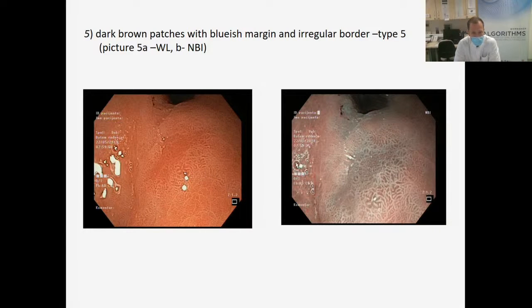So our plan is to compare these 5 types of endoscopic findings with histologic results, and then after that present our results. So far, most studies are retrospective, and there is no prospective study of this type in European population. So that's all. Thanks.